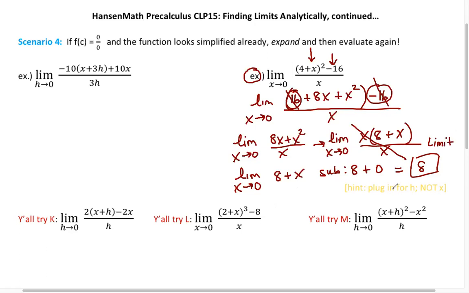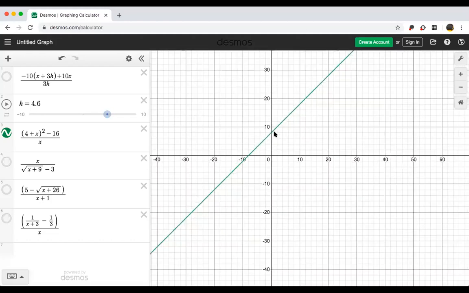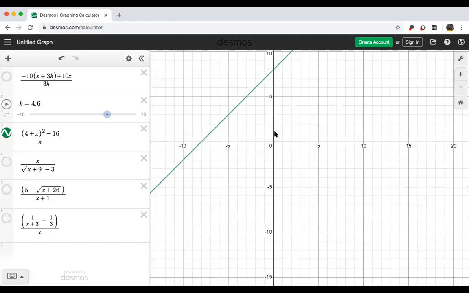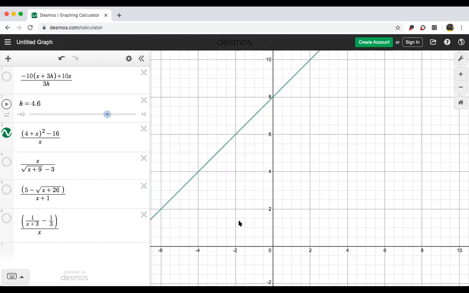And let's take a quick peek at Desmos and see if we can visually confirm why the limit would be 8. So here we are on Desmos for the previous example. You can see this one looks linear if I zoom out. If I zoom back in, as x approaches 0, let's see.